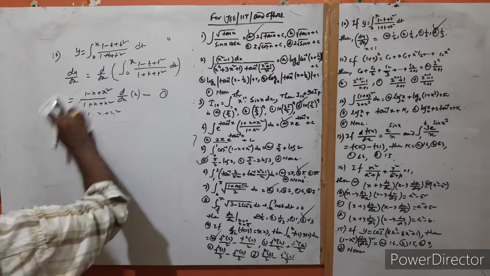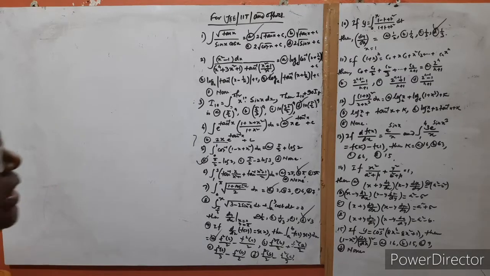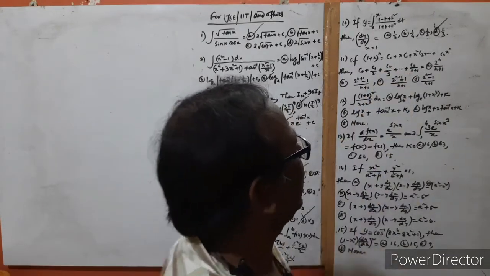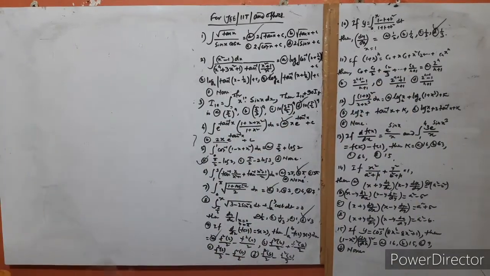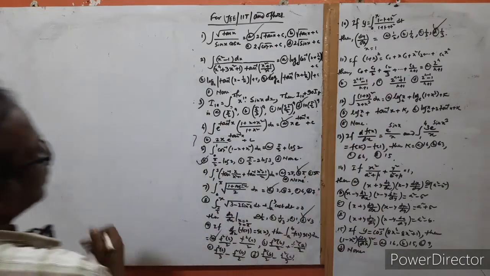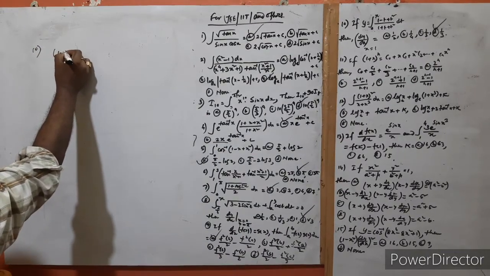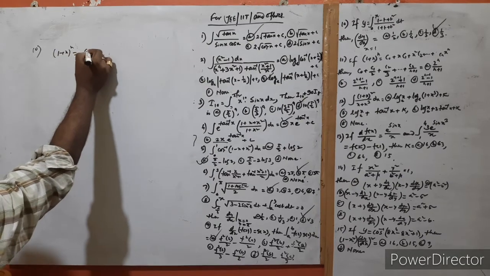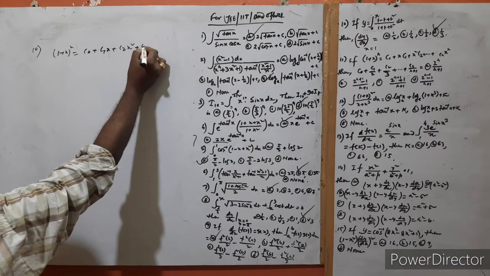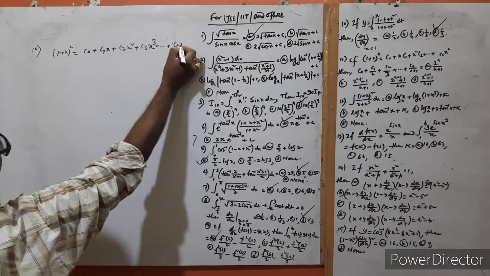For question 11, the function is given as a binomial, and some students use the normal formula, but we use the binomial theorem with integration, and then we get the solution to that question easily. So for 11, I use integration here, and this is C0 plus C1 x plus C2 x square plus C3 x cube, like that, dot dot, plus Cn x to the power n.